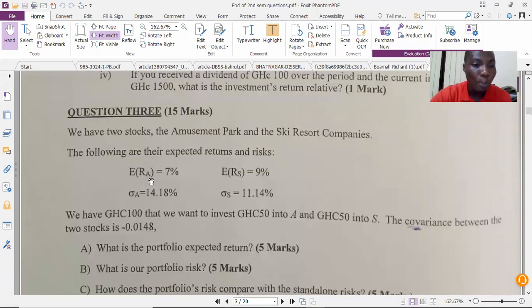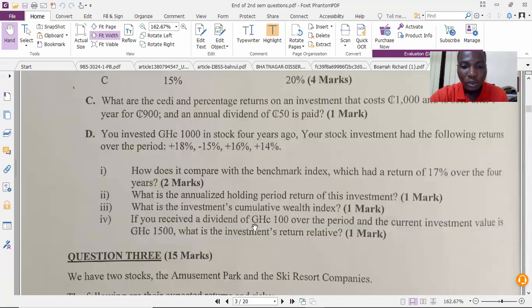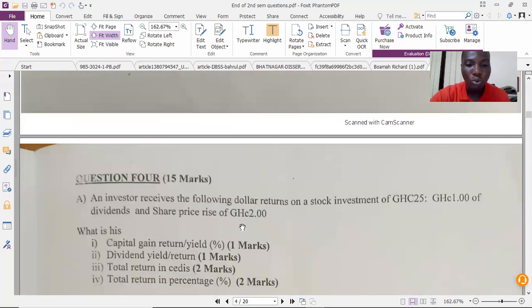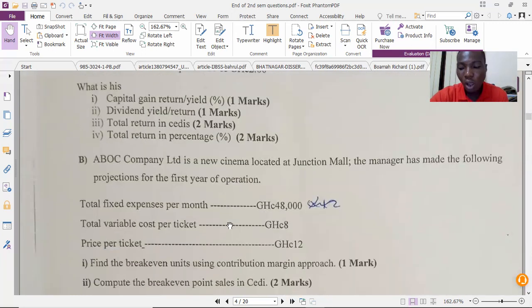And then this another portfolio. That's why I say master yourself in the portfolio. This one, they gave you the investment, you find the weight. For the first one, they've given you the weight, 30% here, so you know 70% is in the other. So you go in to solve questions too like this. Master, you are good to go. Then questions like this, these ones, 1 mark, you score it and then you are going your way.